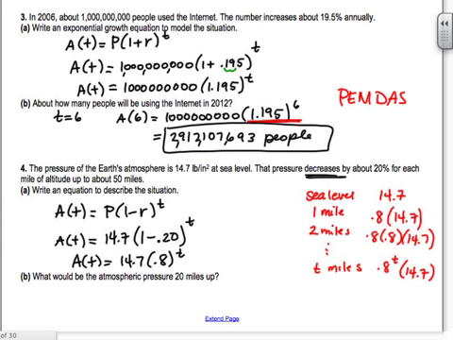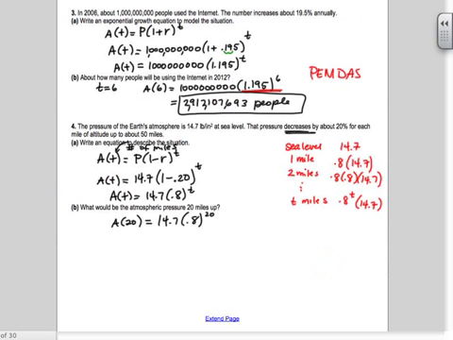So what would the atmospheric pressure be 20 miles up? So that'd be 20 is your t, so t is number of miles in this case. Okay, so 14.7 times 0.8 to the 20. So you have to do 0.8 to the 20 first. So when I get that, if I was writing notes, I'm writing myself some little notes for doing this problem, I'd probably write this.